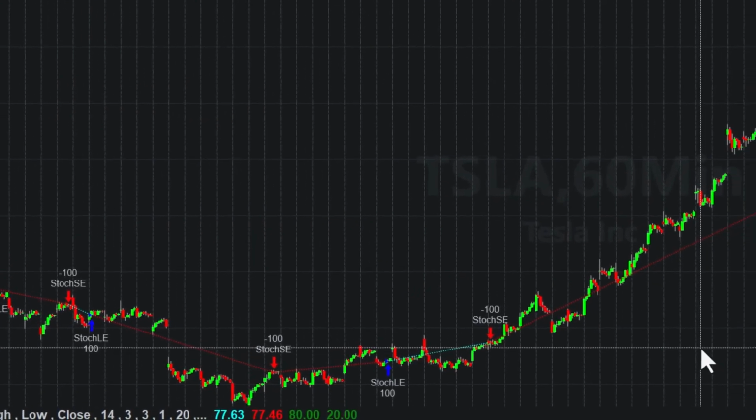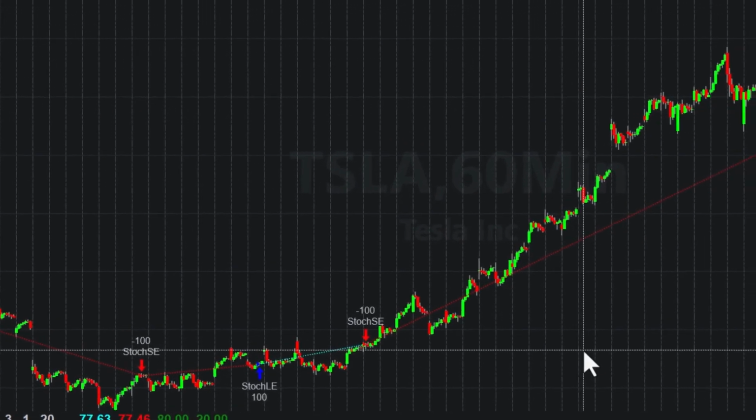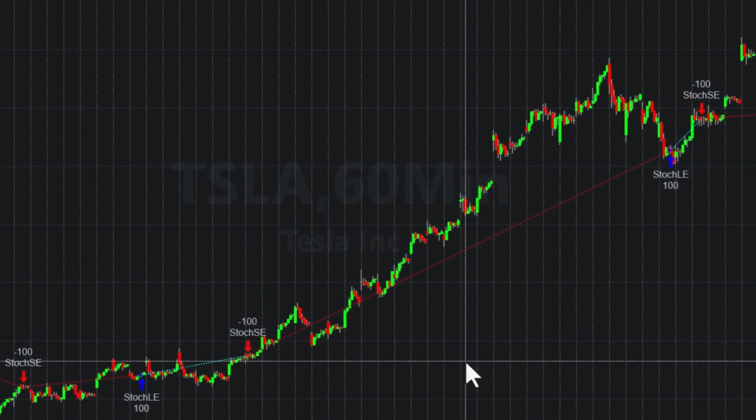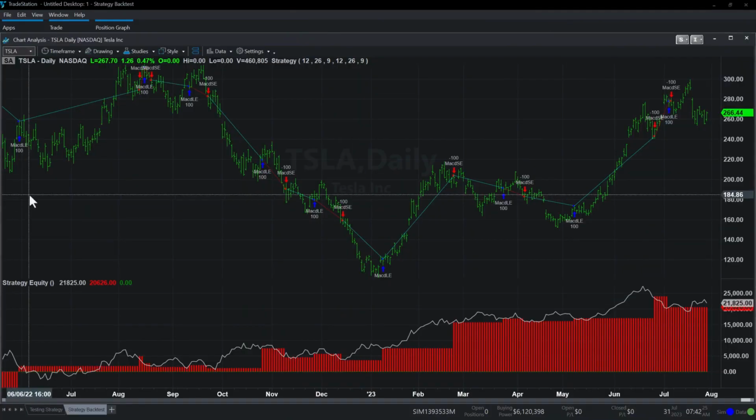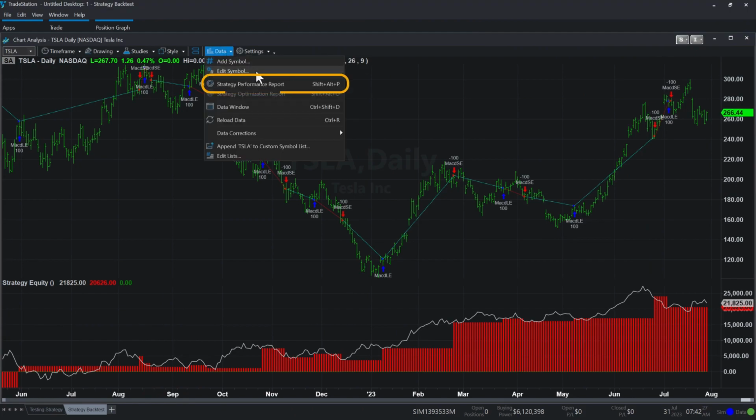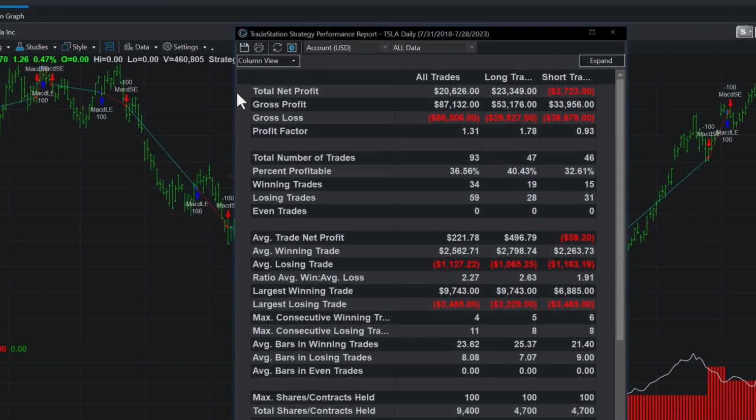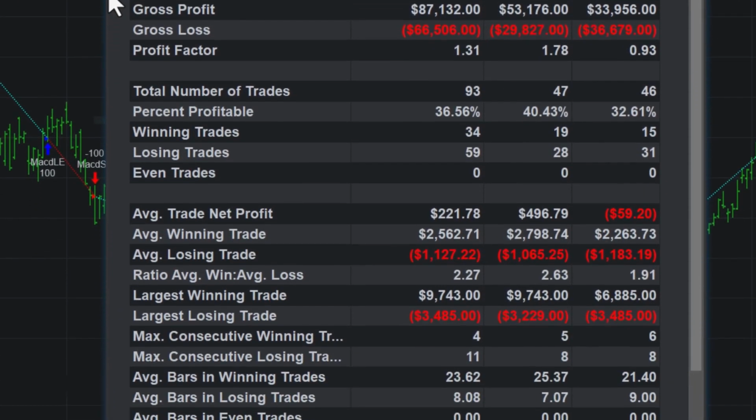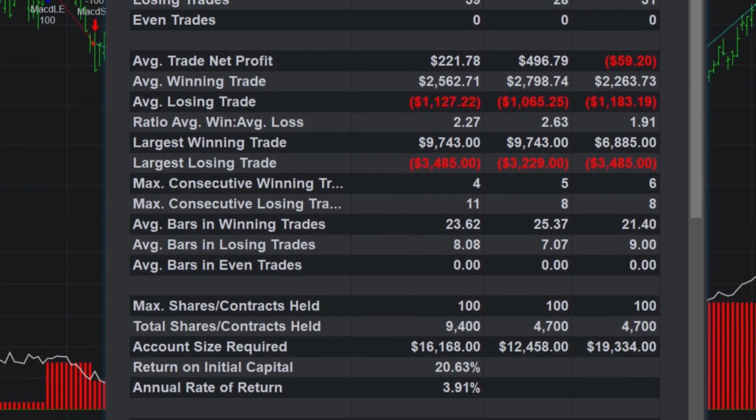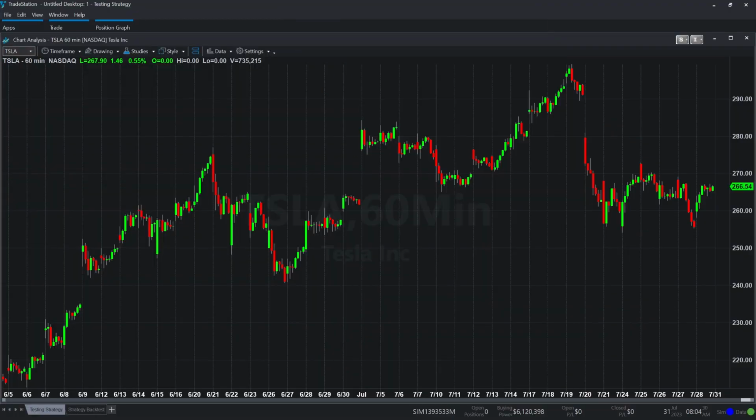But before we do any real-time testing, TradeStation allows you to test your strategies against historical data and analyze the results. The Strategy Performance Report provides abundant evaluation metrics to help you tweak the strategy and attempt to improve the strategy's performance. So, let's walk you through the steps of the backtesting process.